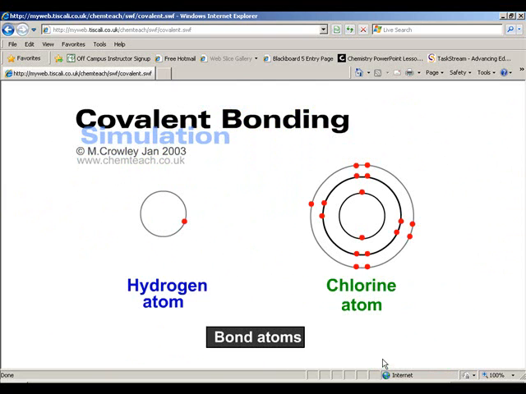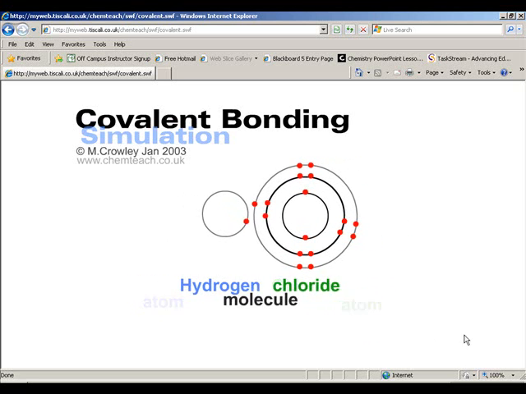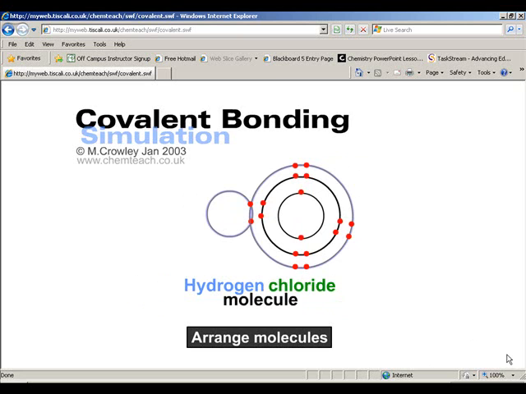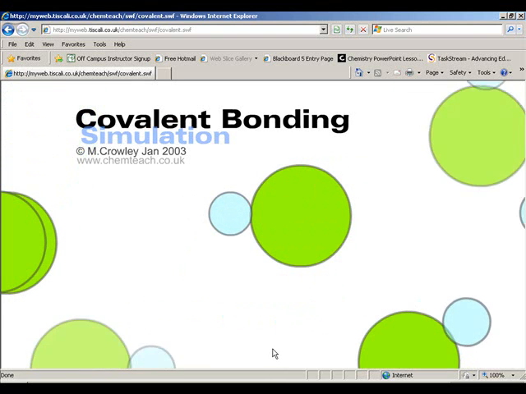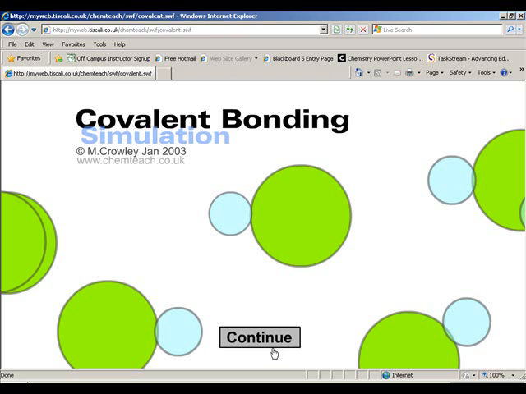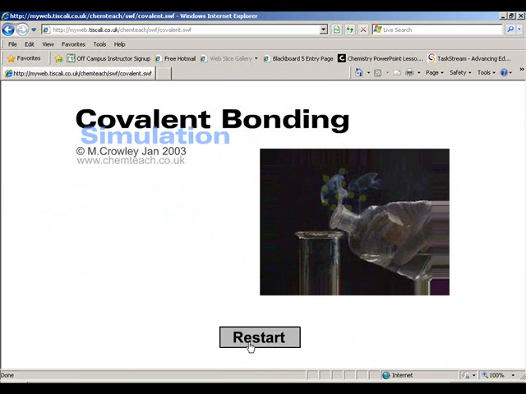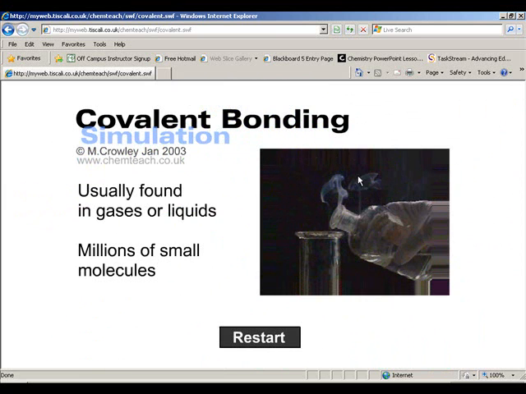Let's take a look at it again. We take a hydrogen atom and a chlorine atom. Hydrogen atom needs one more electron. Chlorine atom needs one more electron. They merge together and they share each other's electrons. That sharing is the bond. It is a covalent bond. We now create the molecule hydrogen chloride, and we can have lots and lots of them. When you take the hydrogen chloride molecules and put them all together, you can have the gaseous hydrogen chloride, or it could be existing as a liquid.